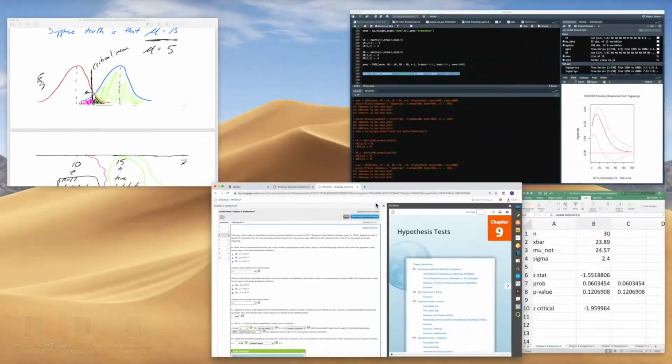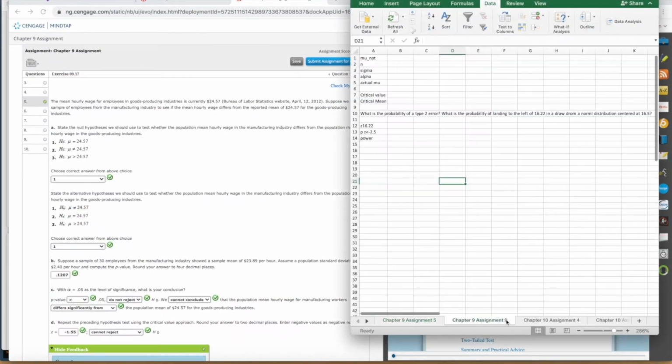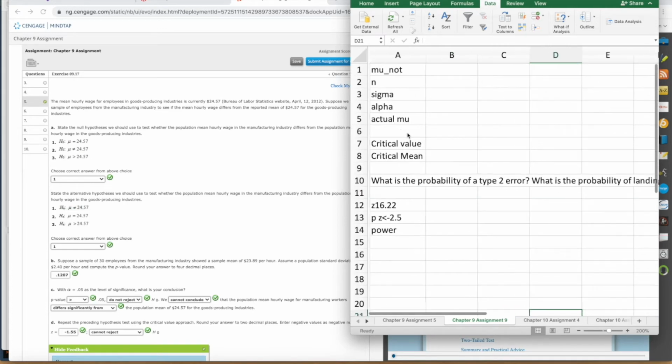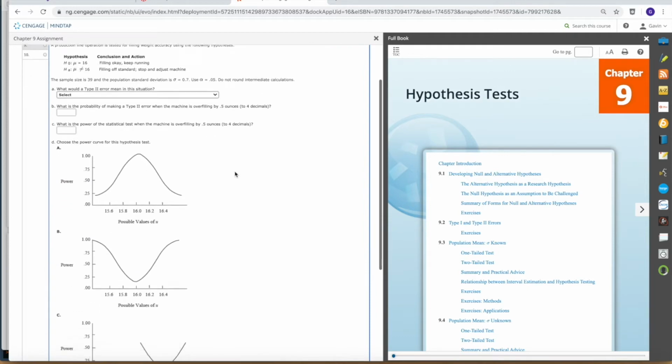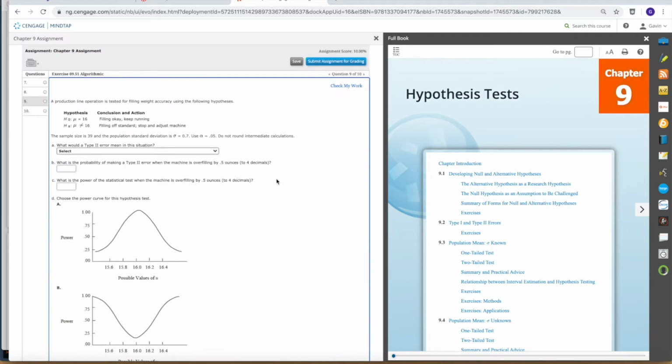So what are we doing next? Chapter 9, assignment 9 here. So let's skip ahead to problem 9. This is the one where we're going to be talking about power, which is why I had to go over that lesson, and the probability of type 2 errors. So a production line operation is testing for filling weight accuracy using the following hypotheses.